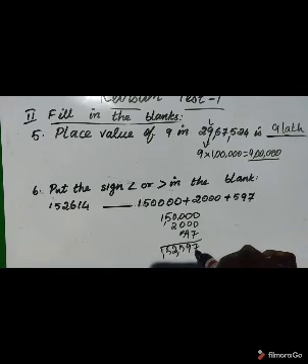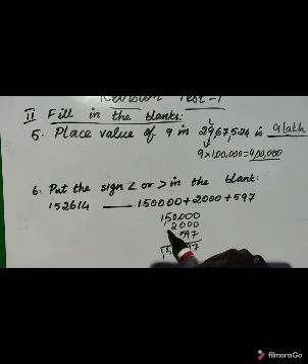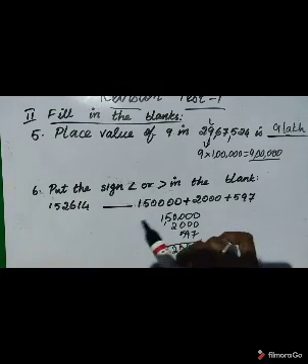Seventh one, 63,920. One addend is missing and you are getting the answer 65,920.